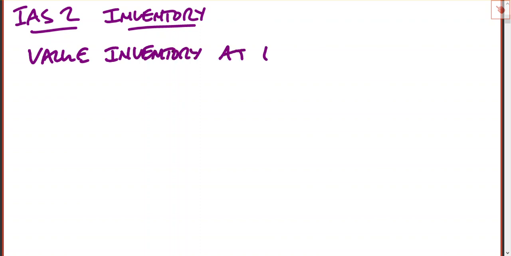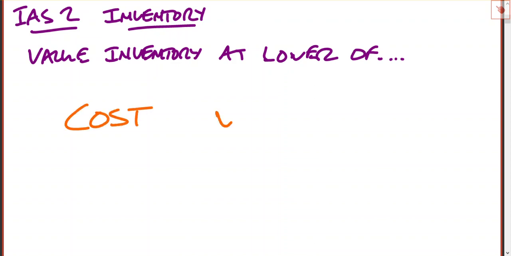Hello, in this session we are going to look at IAS 2, which is inventory. Very simple standard, not much that we need to know on this. The key thing is that we need to value inventory at the lower of, and the two terms that you need to be aware of are cost and net realizable value.